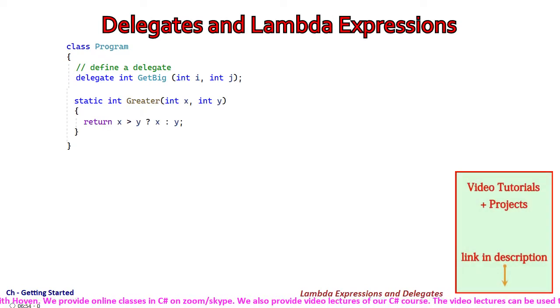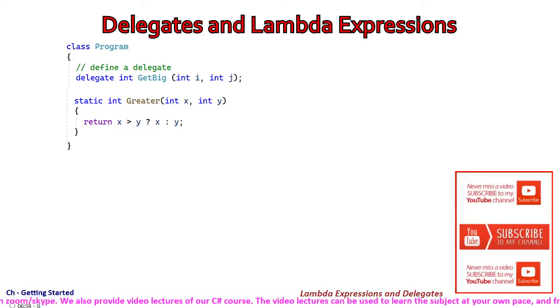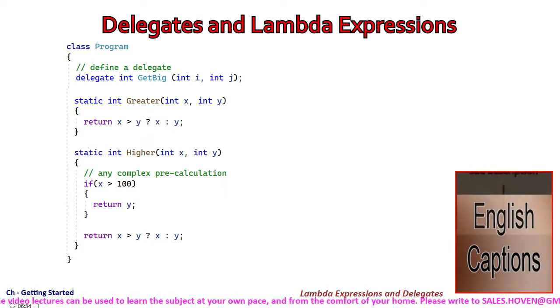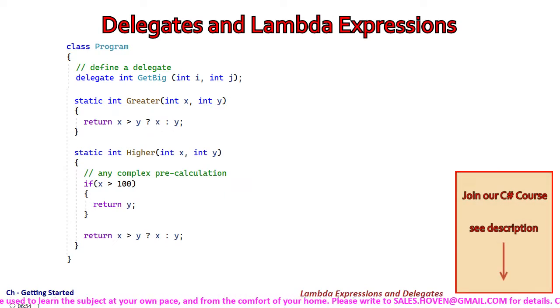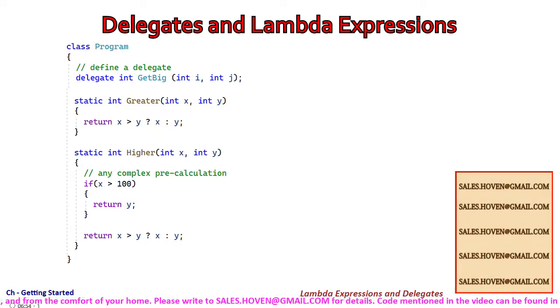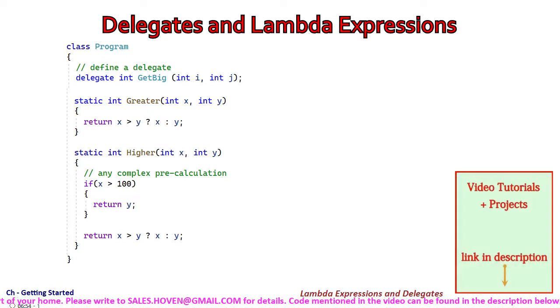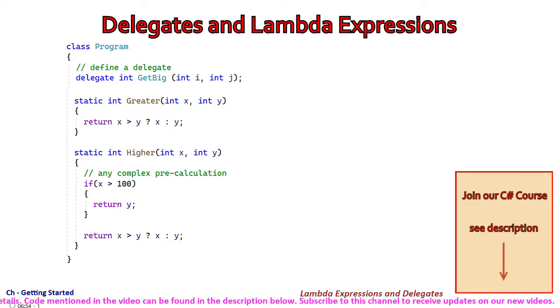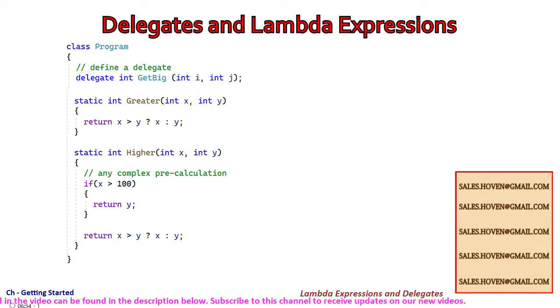Next, we have added a function called getGreater that returns the greater of the two arguments passed to it. After that, we have added another function called higher that too has the same matching signature. It might include a different logic to determine the return value, but the point is that both the functions have the same signature. So we have two different functions of the same type, each accepts two ints and returns an int. This means that the delegate getBig can point to either of them.